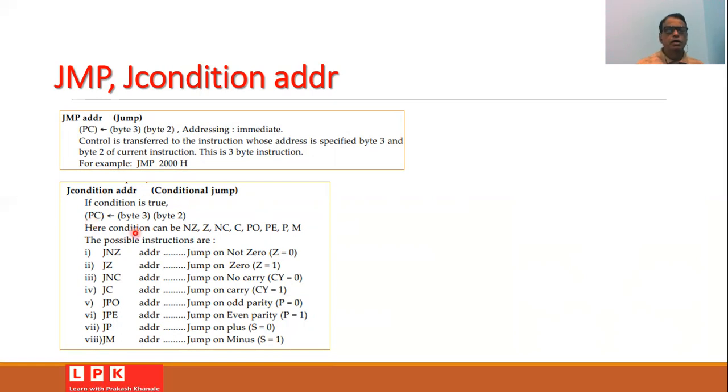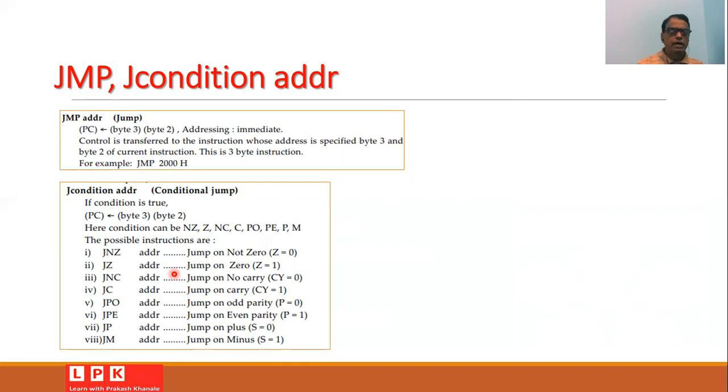The condition can be of this form, such as not 0, 0, no carry, carry, then odd parity, even parity, and then positive or negative, that is minus. For example, we can write conditions such as JNZ followed by address. Whenever we write such an instruction, the jump will take place on not 0, that is, the value of Z is equal to 0.